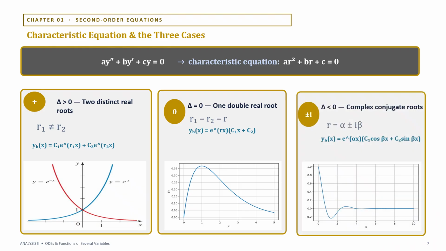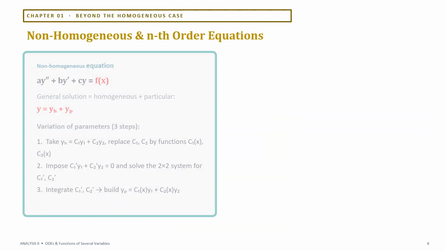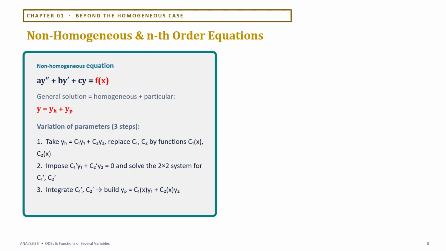Finally, if the discriminant is negative, the roots become complex conjugate, leading to oscillatory solutions expressed with sine or cosine functions. As you can see, a simple algebraic calculation allows us to predict the behavior of the solution. So far, we have studied homogeneous differential equations where the right-hand side is equal to 0.